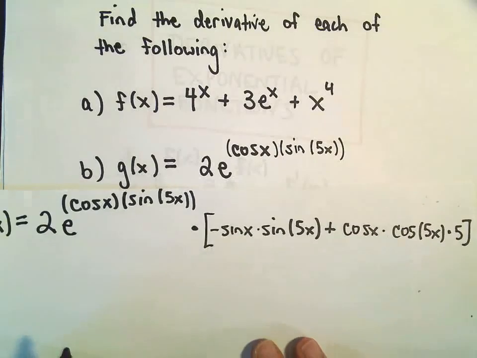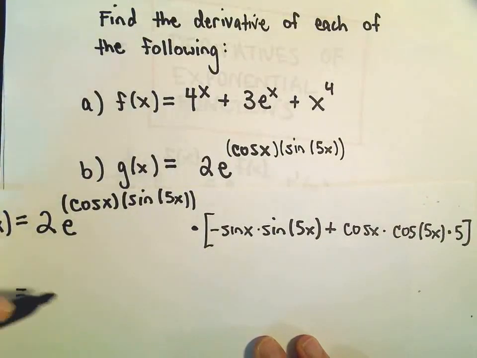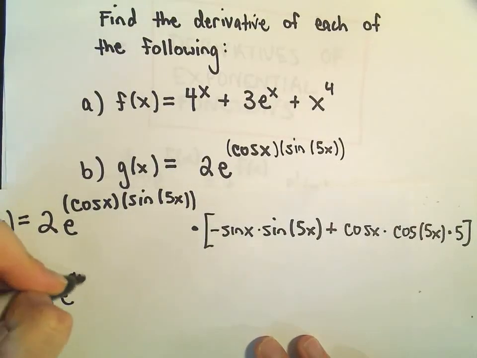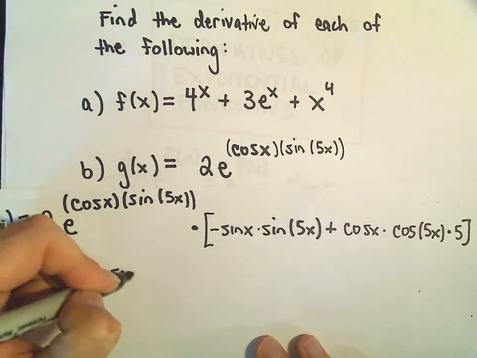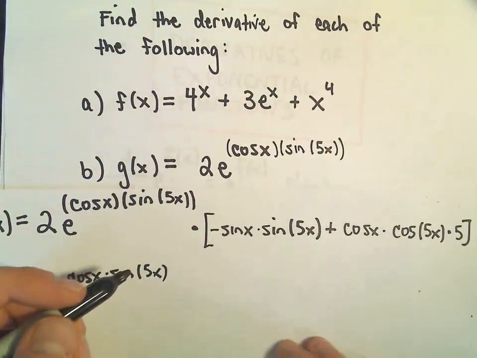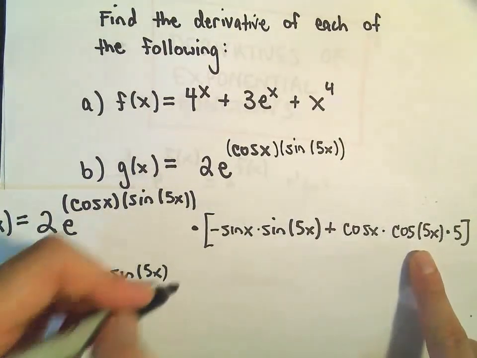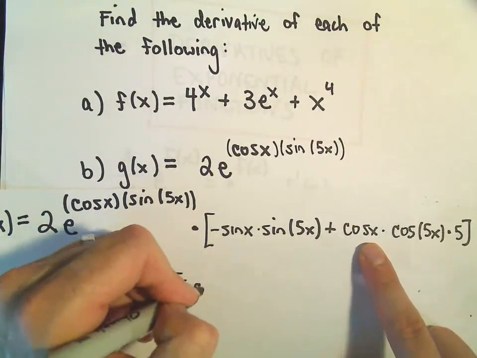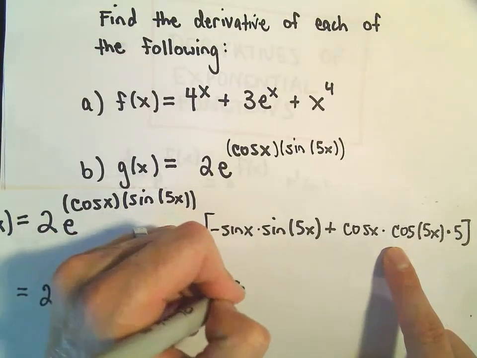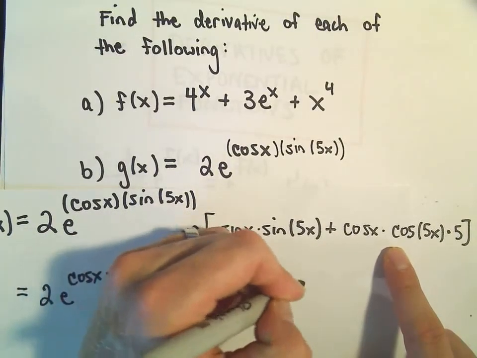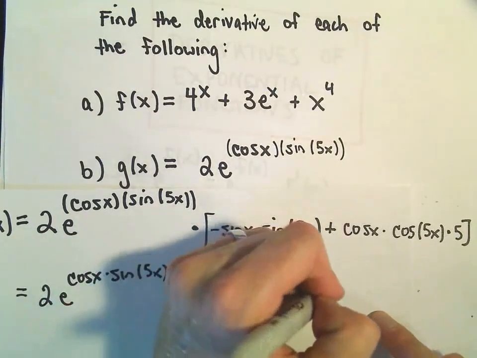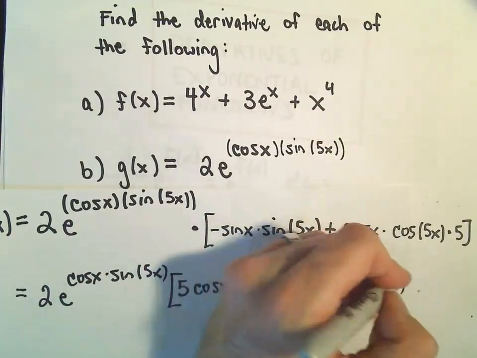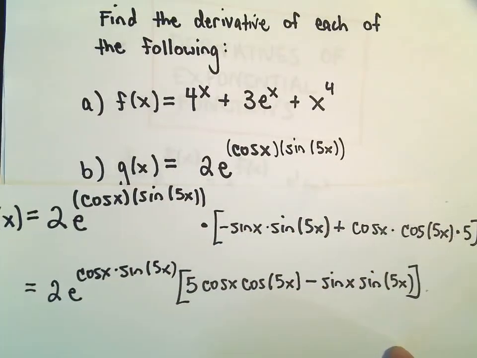So I don't see a real good, clean way to rewrite this. There's really not much to do. So I would say this is our derivative. Maybe do a couple things with the brackets. Since this has a minus sign, we can write the positive stuff first. I would probably write the 5 first. So you could write 5 cosine x times cosine of 5x, and then we could write minus sine x times sine of 5x. And that would be our derivative for part B.